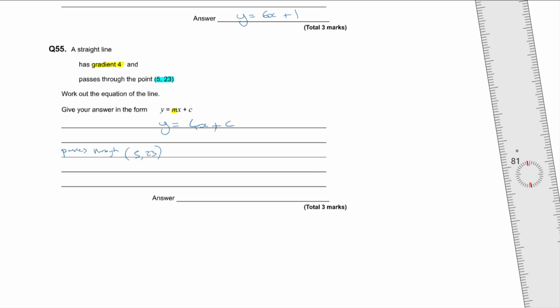So it passes through (5, 23). Subbing those values in for y and x, y is 23. 23 is equal to 4 lots of 5 plus c. 4 lots of 5 is 20. So taking 20 away from both sides, I'm going to get c is equal to 3. And then I can complete my line. So y is equal to my m value, which was 4 lots of x, plus my c value, which we just worked out to be 3. So y = 4x + 3.